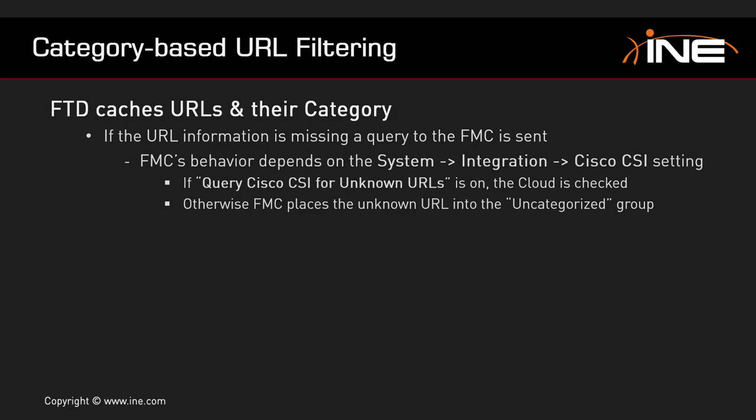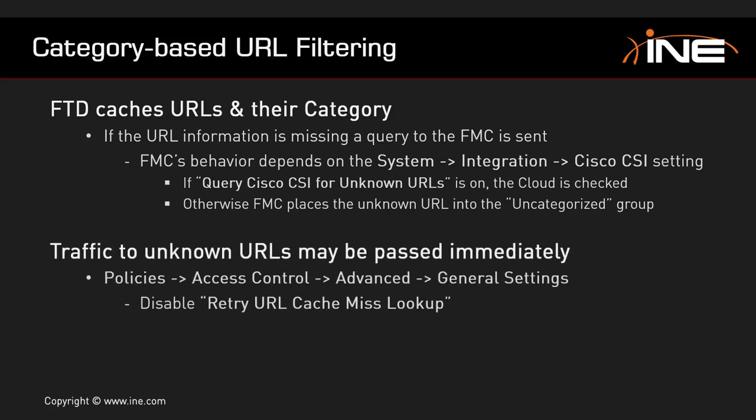So in reality, there is always going to be a group of URLs that Cisco will not know how to classify, or just the classification is not in place at the given moment, I should say. And those URLs will be put into this special uncategorized group. So once again, if the cloud lookup is disabled, we're going to reply back with this uncategorized group to the FTD for a given URL.